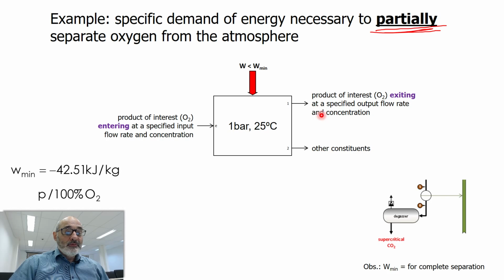Now, we don't require 100% concentration of oxygen here. Our product of interest, at its corresponding exit, will be allowed to flow at a specific flow rate and concentration. Those are parameters that we can play with. And the other exit has all other constituents. So that's the calculation that we're going to do now.